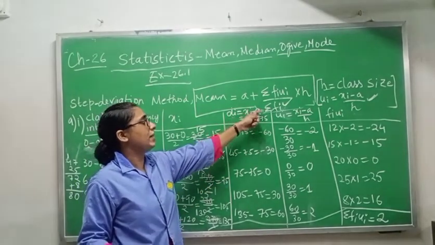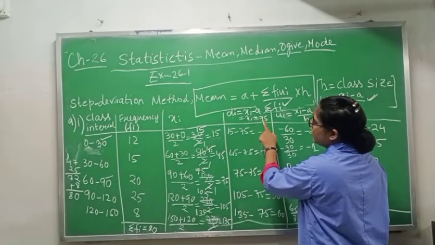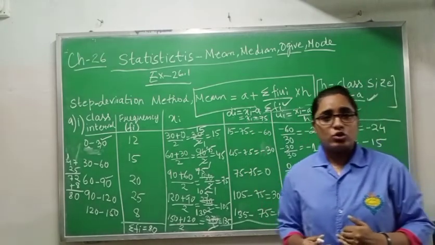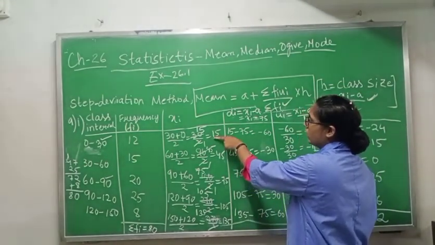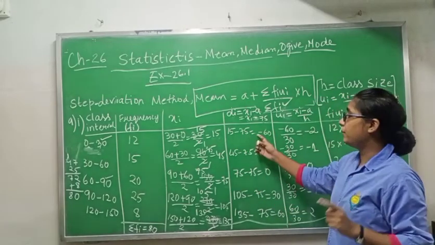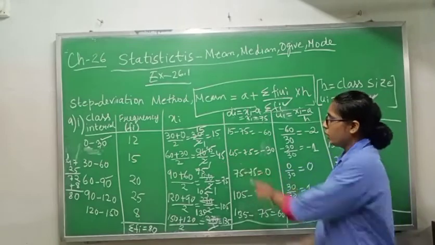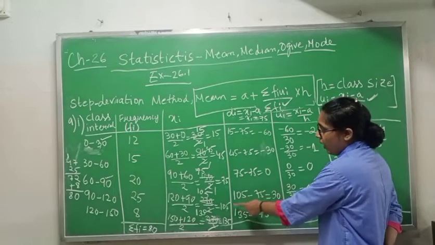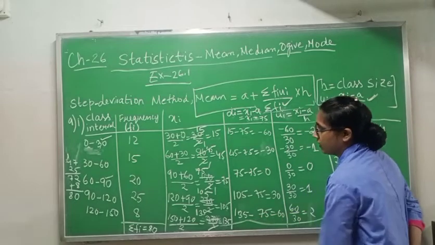So di equals xi minus a, and a is 75. So di equals xi minus 75. Now in each question x will change. In the first question x is 15, so 15 minus 75 is minus 60. Since 75 is the greater number, the minus sign will come. Same thing you will do: 45 minus 75 equals minus 30. 75 minus 75 is 0. 105 minus 75 is 30. 135 minus 75 is 60. Understood?